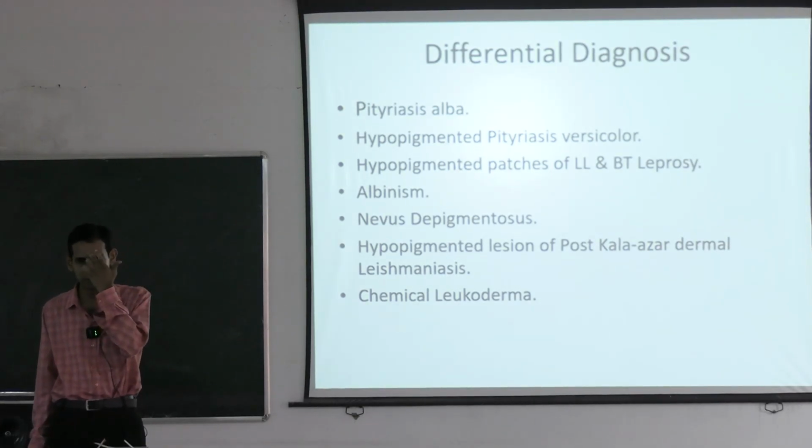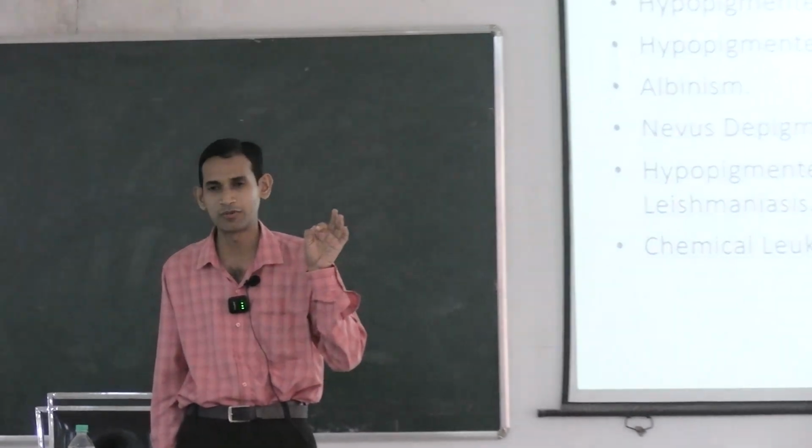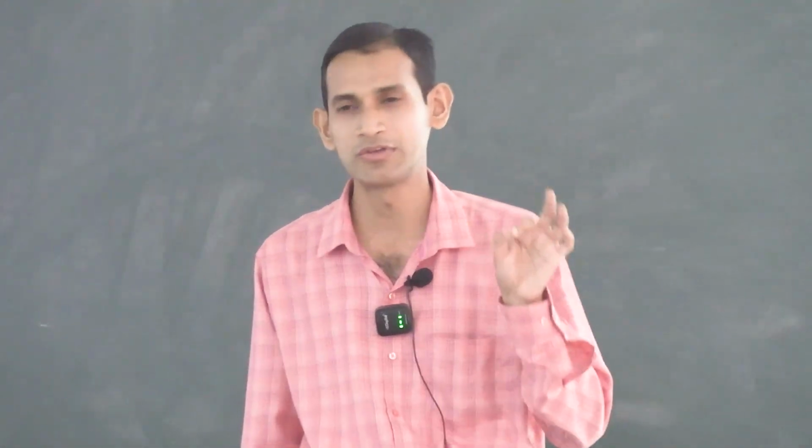That is particularly in case of the bindis, the depigmentation is just like the shape of the bindis, and repeated use of the particular substance is also present. And history of the particular use of the particular chemical, confetti-like macules, these are very characteristic of chemical leukoderma.